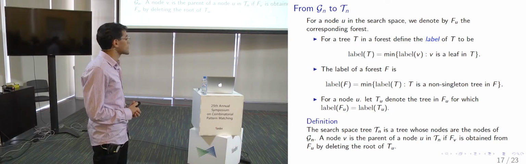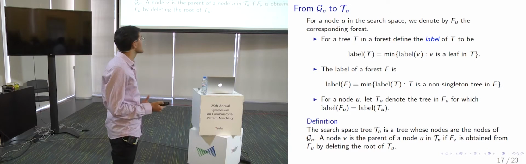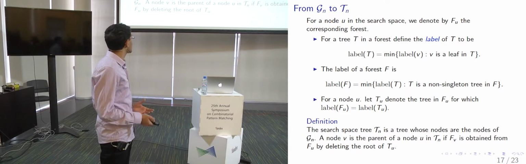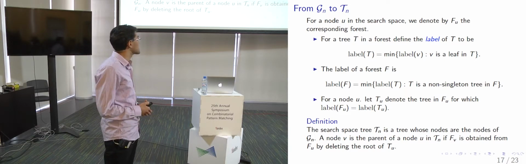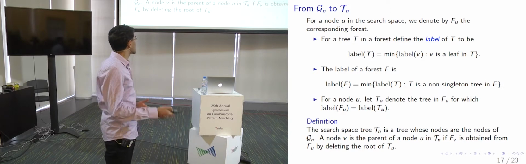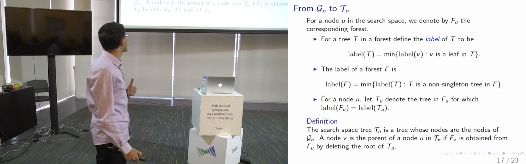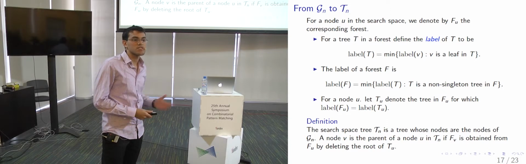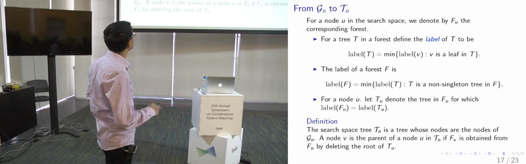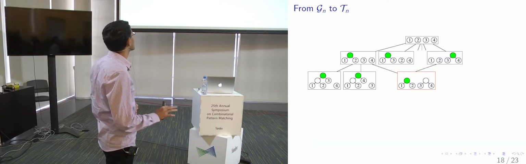Okay, now we define the search space tree as follows. The nodes are the nodes of the graph, and a node V is a parent of a node U if the forest FV is obtained from FU by deleting the root of TU. I guess this is not so clear, but it will be clear now, I hope.